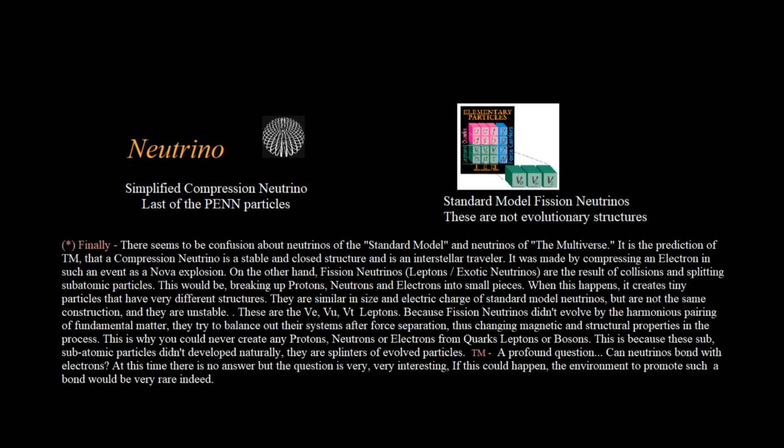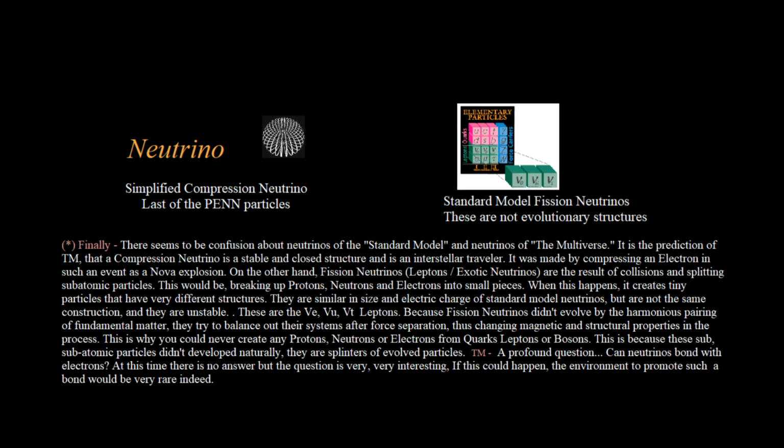On the other hand, fission neutrinos, leptons, exotic neutrinos, are the result of collisions and splitting subatomic particles. This would be breaking up protons, neutrons, and electrons into small pieces. When this happens, it creates tiny particles that have very different structures. They are similar in size and electric charge to standard model neutrinos, but are not the same construction, and they are unstable. These are the VE, VU, VT leptons.